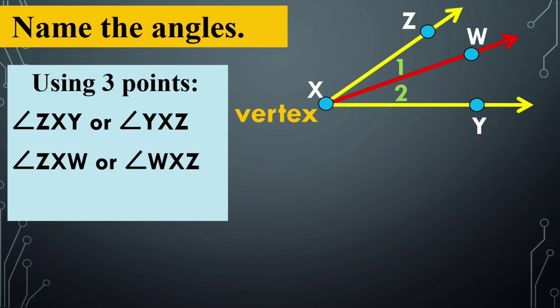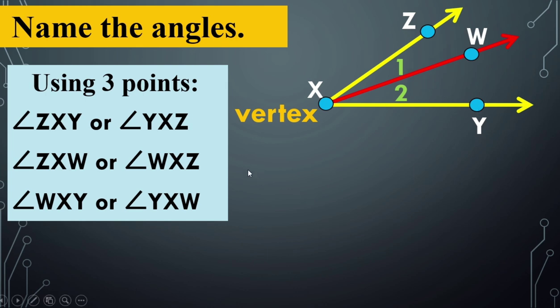Another angle is angle ZXW or angle WXZ. And our third angle, we have WXY or YXW. Okay, so these are the angles named using 3 points. So, we have 3 angles in the given figure. Okay. Next.